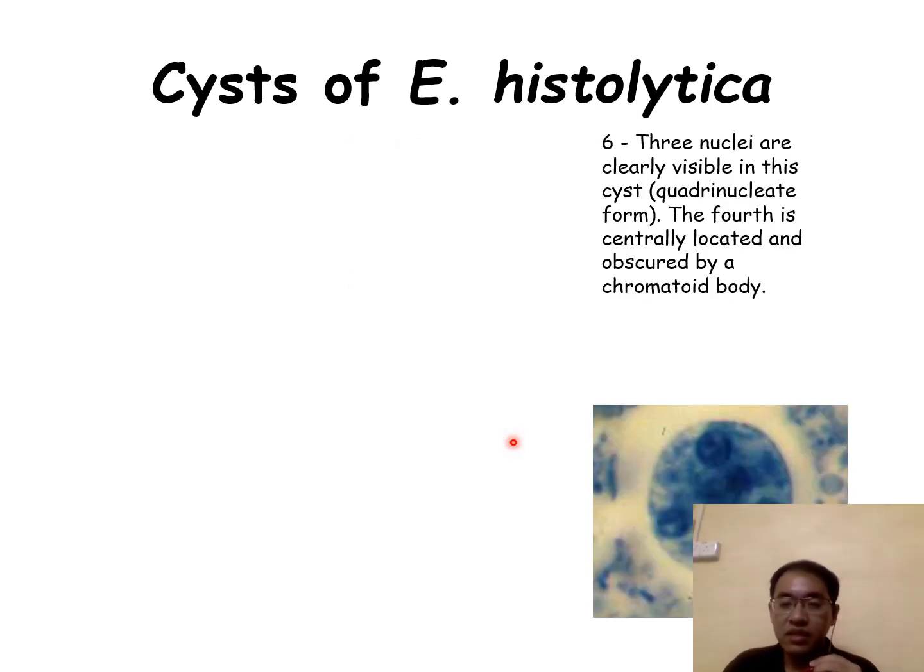Okay, this is an iron hematoxylin stain cyst. There are three nuclei in this cyst. Okay, the fourth one is centrally located and covered by the chromatoid body. This is the chromatoid body.